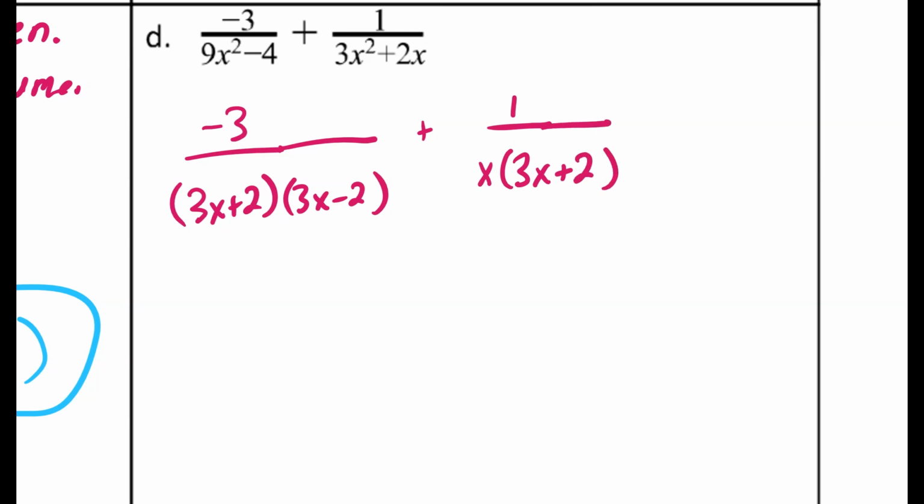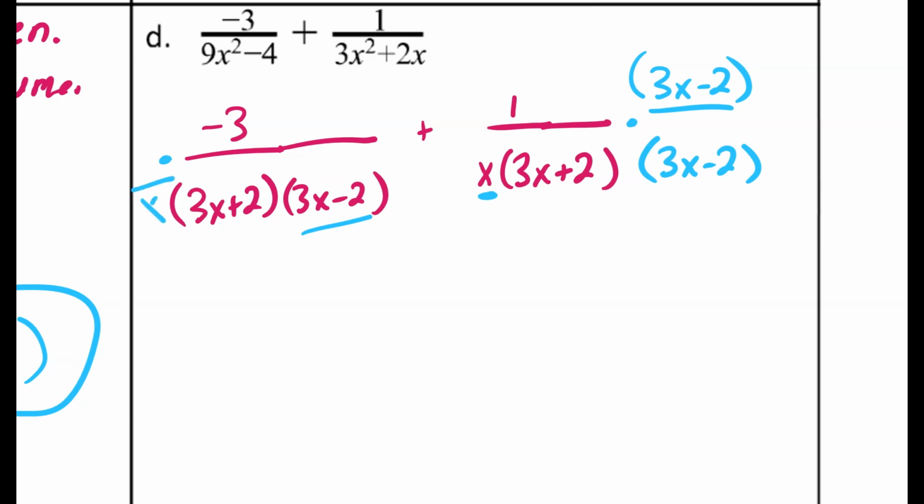So I want to scan through these and look at what they have and what they're missing from one another. I notice that my first fraction has a 3x minus 2. So I need to have a 3x minus 2 in my second fraction as well in the denominator. So I multiply by 3x minus 2 over 3x minus 2. And I notice that I'm missing that lone x from my second fraction to my first fraction. So I'm going to multiply by x over x. So my least common denominator here is just x times 3x plus 2 times 3x minus 2, because all of my denominators divide evenly into it.